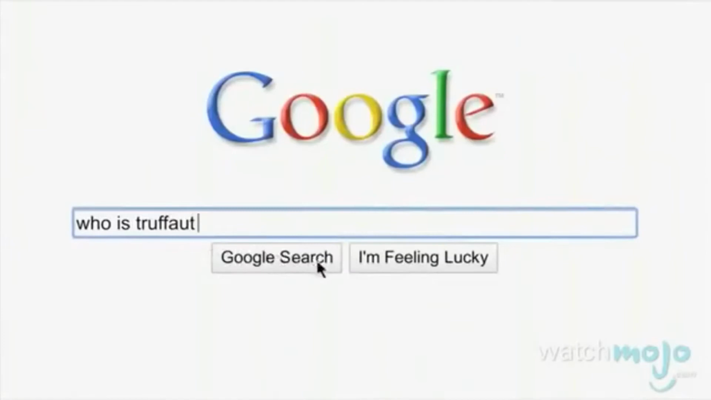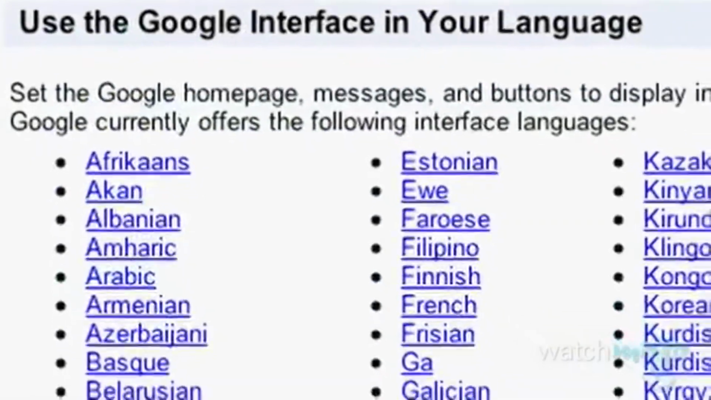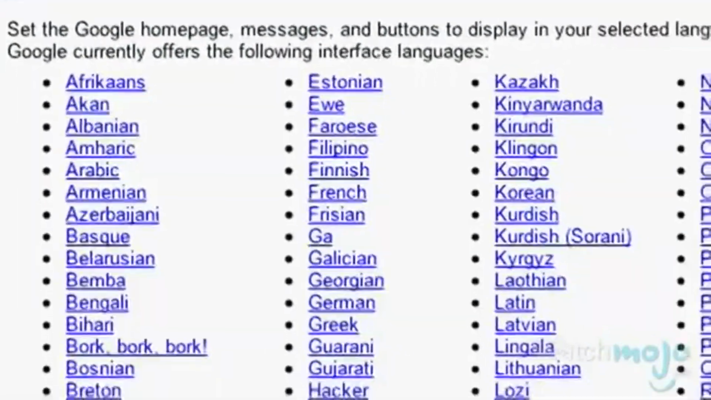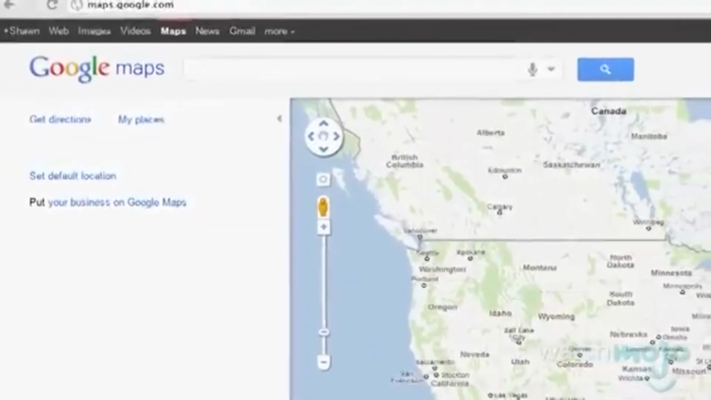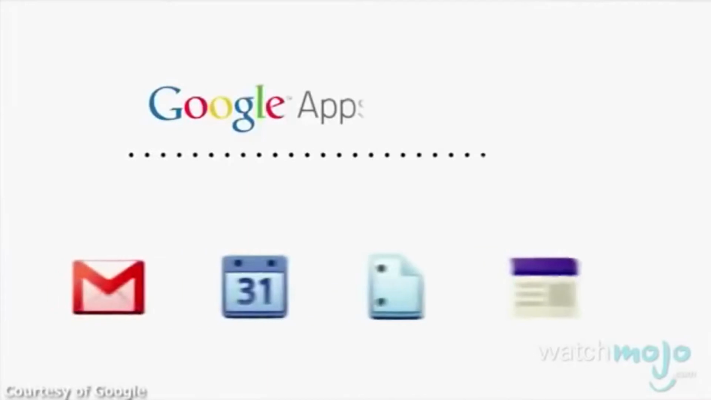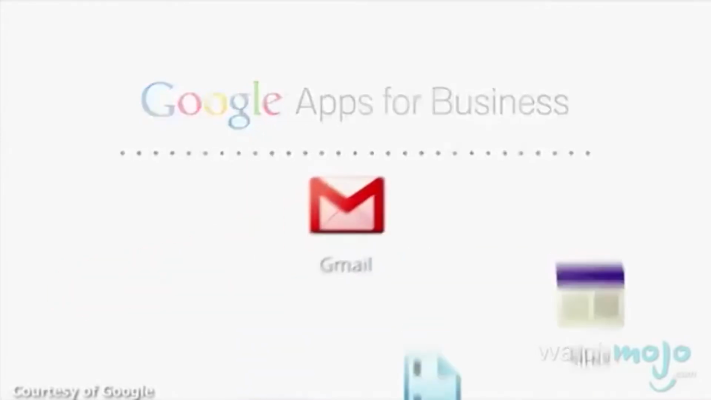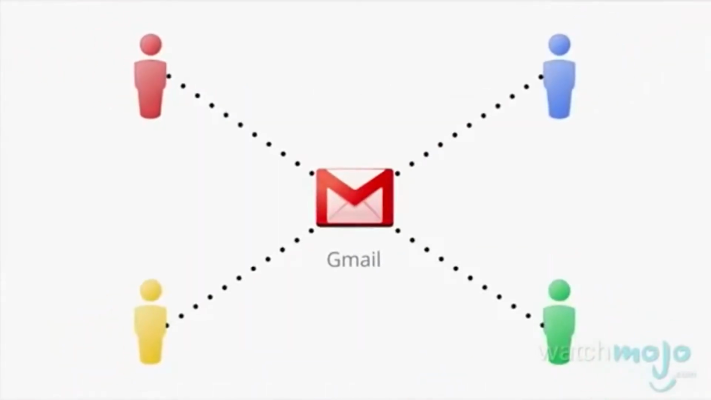Google Search has branched out to offer other types of services in many different languages as well. These include Google Image Search, Google Video Search, Google Maps, and Google Translate. Google has also released several internet productivity tools. The most well-known of these is Gmail.